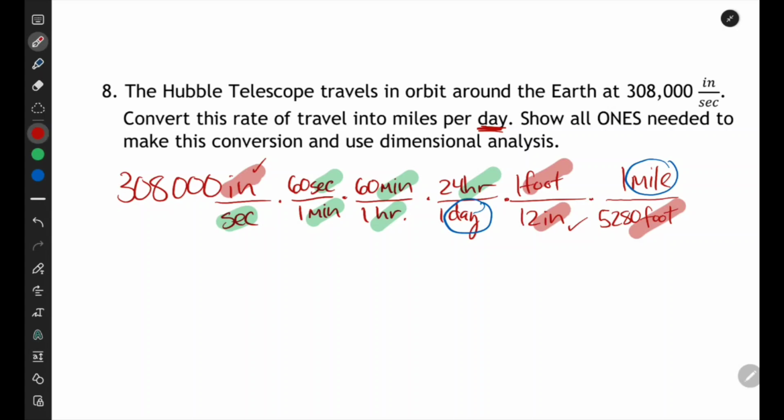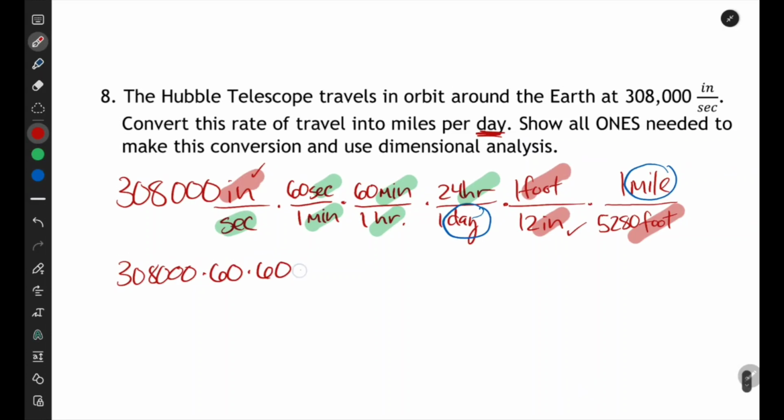Now it's on to a question of what's the number. Well, our numerator had this 308,000, multiplied by 60 times another 60, and then times 24. Everything else was a 1. In the denominator, we've got a 12, and we've got a 5,280. And that is the arithmetic I need to do.